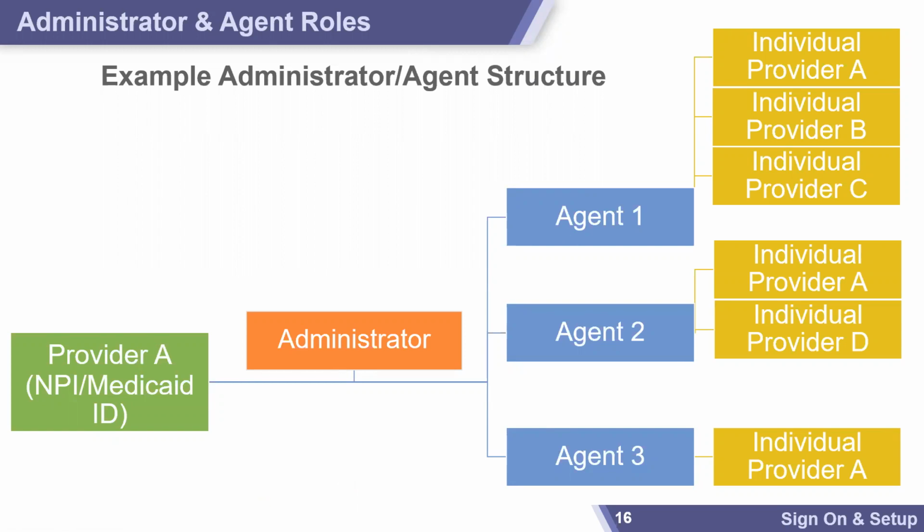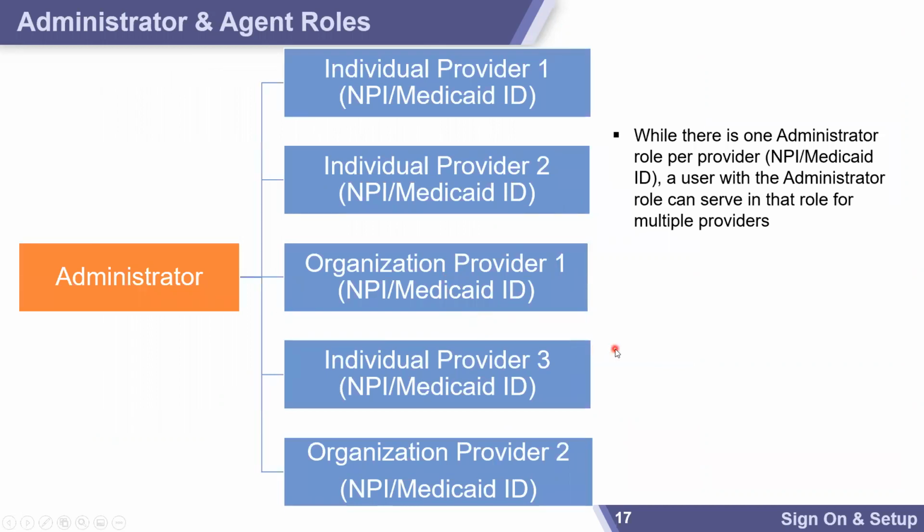There are a few things that only an administrator is able to do, and those include new enrollment. So new enrolling in Medicaid is only an administrator function, as well as setting up access for agents. So that's just a visual to let you know that there can be multiple agents under an administrator, and it works the same way for an administrator, as I'm showing here on this screen. Just because I'm the administrator for a single provider, a single NPI or Medicaid ID, I, as that administrator user, can have multiple providers that I'm the administrator for. And that's what we're showing here on this screen.